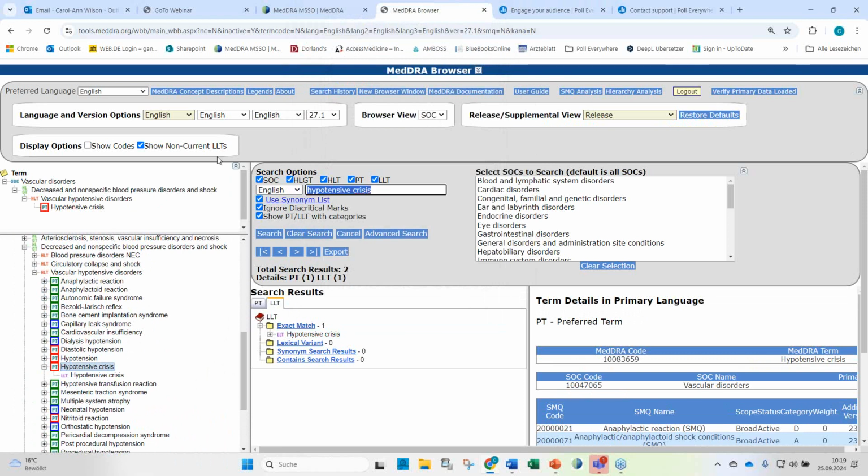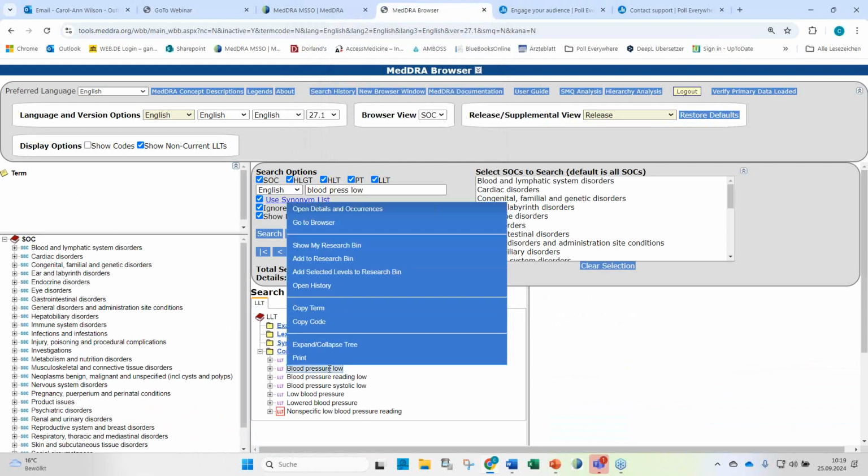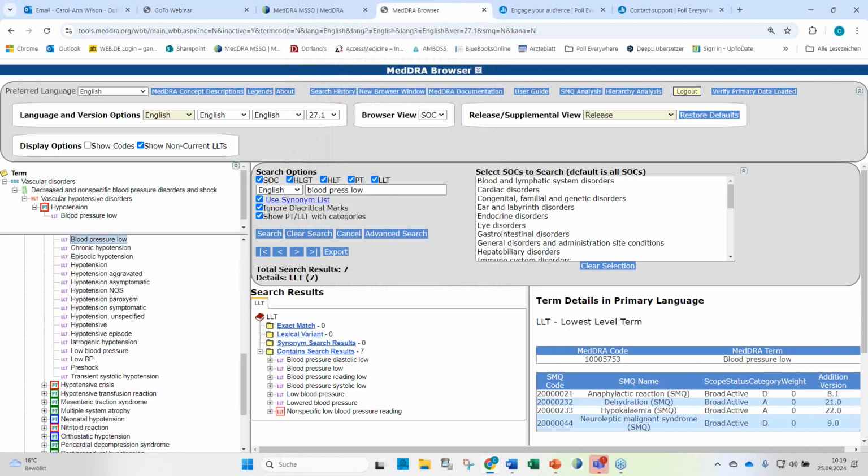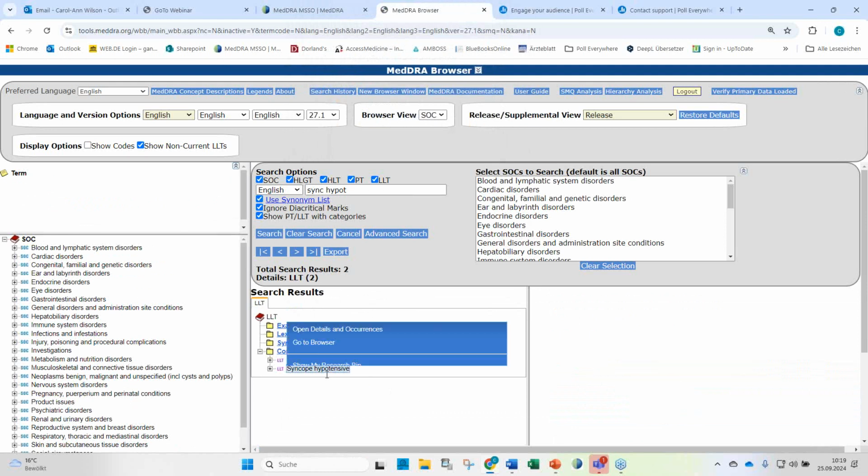Blood pressure low, just to show you, many of you will already be familiar with this, is an LLT, of course. Here it is. Go to browser, and you see it's grouped under hypotension. So this is one of the very few investigational findings which are linked to a PT representing a diagnosis, as I've shown before. And now the last option that we had in our poll was syncope hypotensive. Here we are, syncope hypotensive.